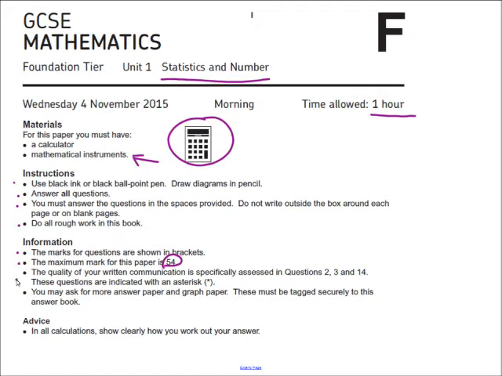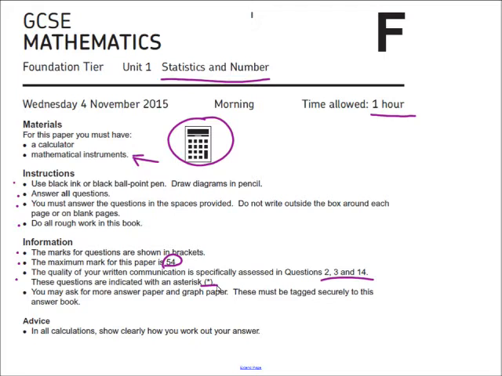Your written communication skills will be tested in questions 2, 3 and 14. And those questions will have a little asterisk next to them so that you can see that they require sentences for you to answer the question. So just writing the answer isn't good enough. You have to give a reason for your answer, generally in words and sentences.